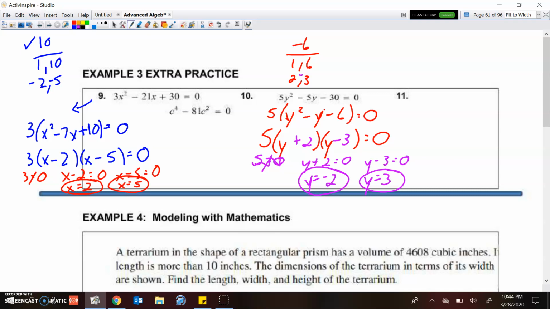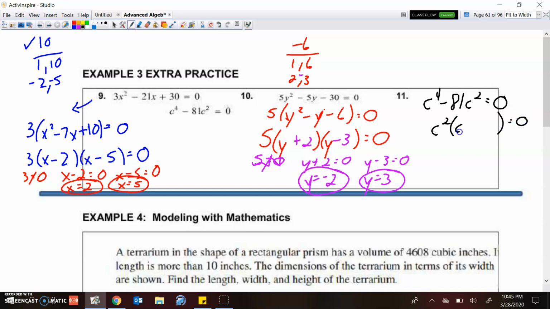All right, let's move on to the next one. Number 11, so I'm going to pull that up so we can see that a little bit more easily, and I'm just going to rewrite it over here. C to the 4th minus 81c squared equals 0. Now this one only has 2 terms, so that might tip me off to something. Whenever I do this problem, I'm going to look and see that I can factor out a c squared.